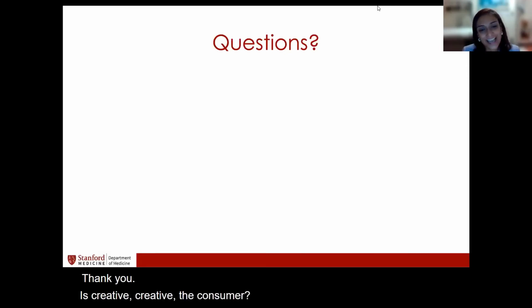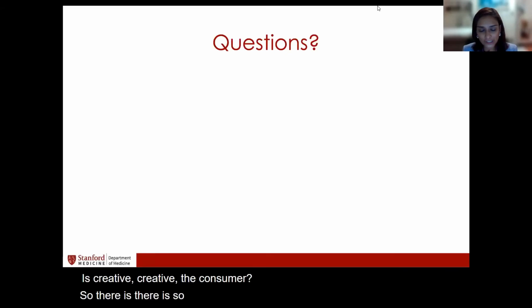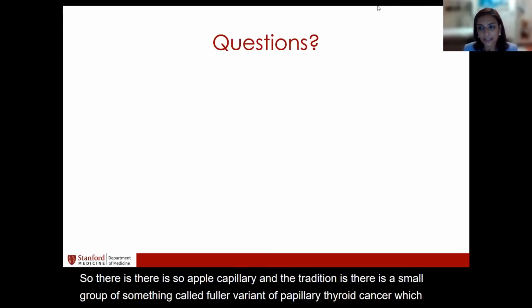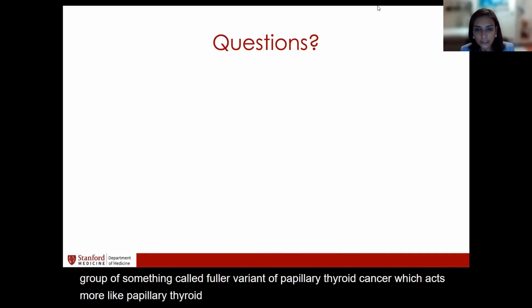Okay, so there's papillary and follicular in the traditional categories. There's a small group called follicular variant of papillary thyroid cancer, which acts more like papillary thyroid cancer than it does follicular thyroid cancer, which is why it's grouped with the papillary.